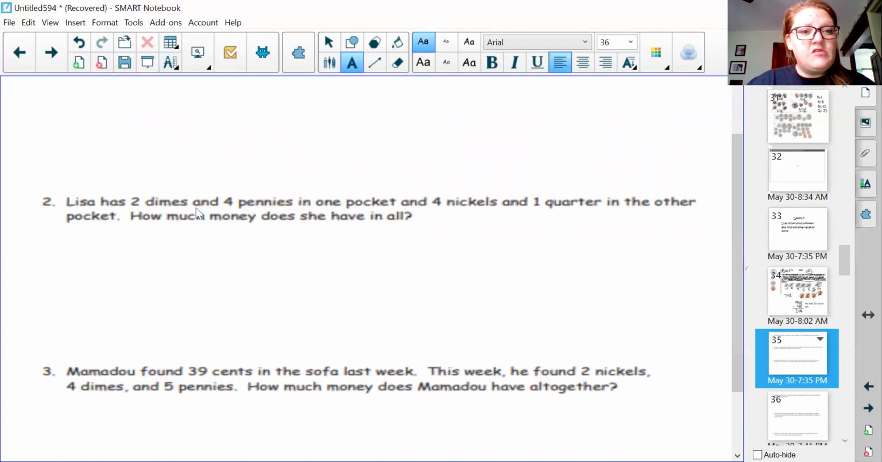Right here, Lisa has 2 dimes and 4 pennies in one pocket. So over here, you'll draw what she has in one pocket, and 4 nickels and 1 quarter in the other pocket. So over here, you would draw what she had in her other pocket. How much money does she have in all? Go ahead and count it and tell me how much money she has in all. Now, don't forget, guys, these are word problems, so you need to have a statement that answers the question.